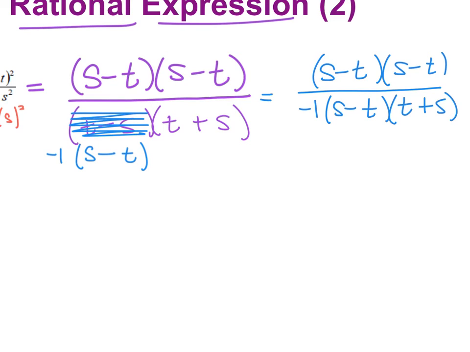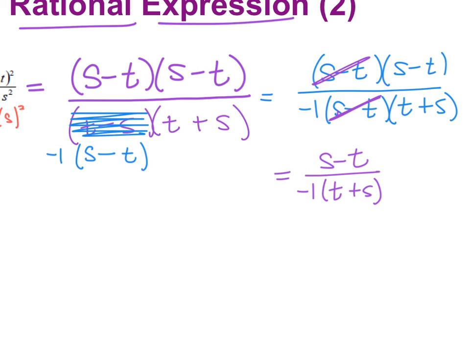All right, so now do we see anything on the top that we also see in the bottom? Well, we meant to have that happen. We did that trick so we could have an (s - t) on the bottom that would cancel with the top. So we have an (s - t) on top. On the bottom we have that negative 1, and then we have a (t + s).